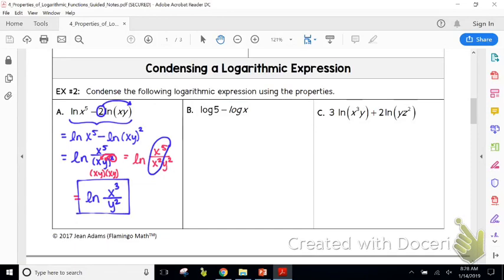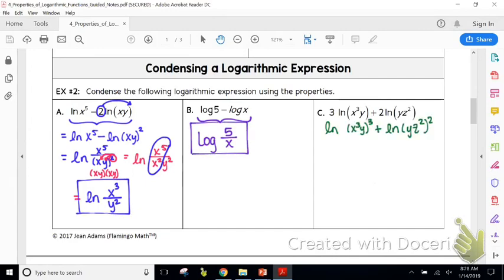All right, B. What's going on there? They're being subtracted, so we got log minus a log, so we can go ahead and combine them how? Division. Okay, so you're going to write out the word log once. What goes on top? The 5, because it's first, over x. Can I do anything else there? Nope, so that's it. The 5 is good.